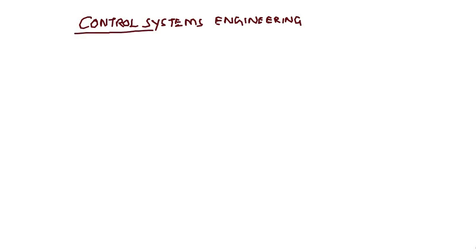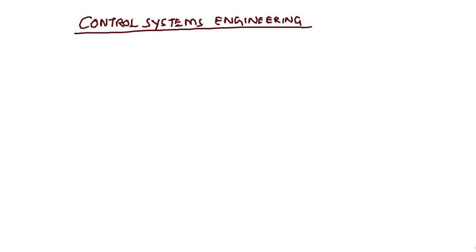Good evening, students. So this is a control system class, and we have studied the basics of control systems. As I told already, control systems can be classified into two types. One is open loop control systems. The other is closed loop control systems.